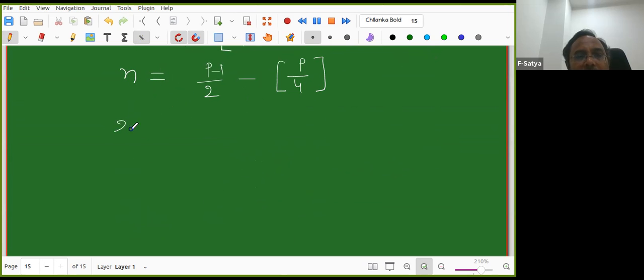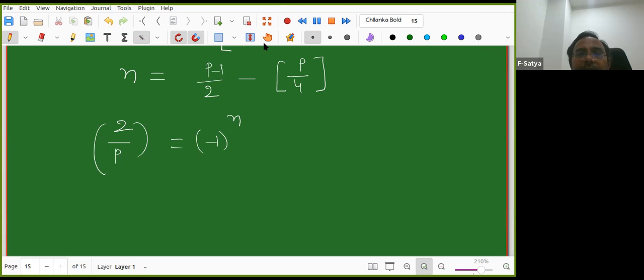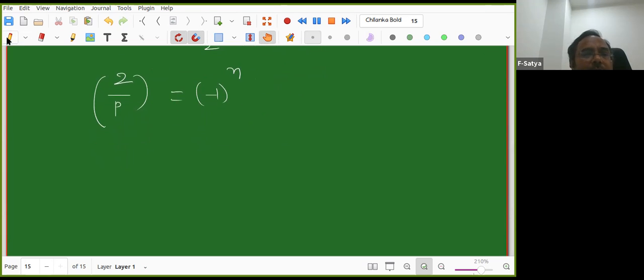So now my 2 by p equals how much? Minus 1 power this n. Now depending upon this n, I know whether 2 is a quadratic residue or not. But n depends on what? N value depends on what? P. So it depends upon p. And now I'll tell you what I'm going to do. Suppose you divide p by 8 now. Then you'll understand later why I'm doing that. So if I divide it by 8, then what are the possibilities for a prime, in which form is it?